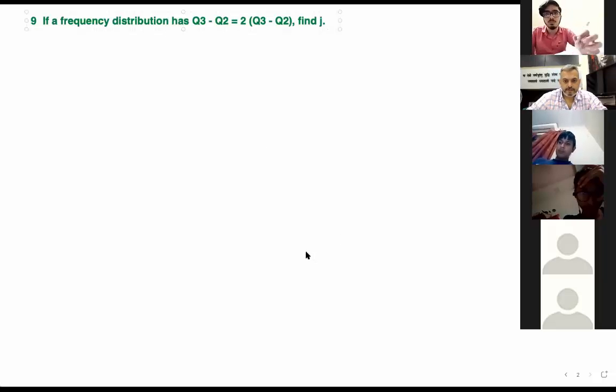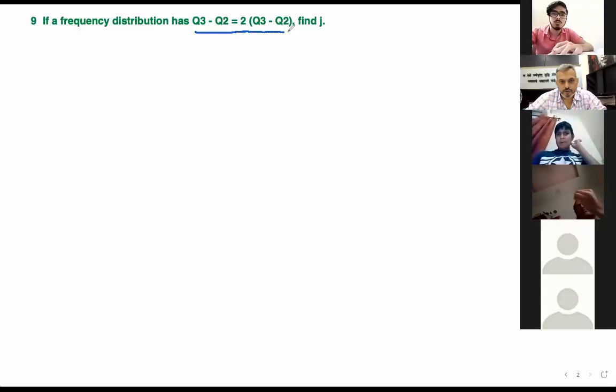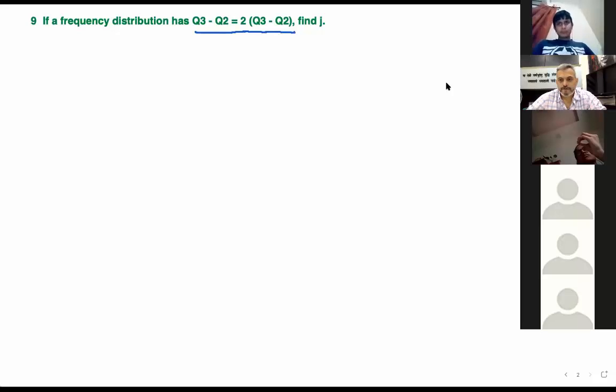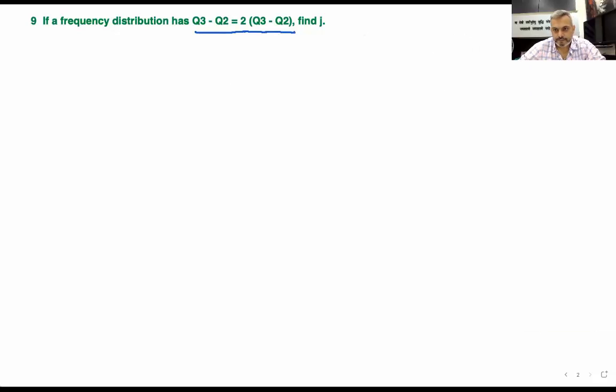Now question 9 is an important one. If a frequency distribution has Q3 minus Q2 equal to 2 in the bracket Q3 minus Q2, find J. Now over here, first let's take Q2 as M. So I write it once again, Q3 minus M is equal to 2M minus Q, sorry. I think there is some typo mistake. Hold on. Let me check the question once again.